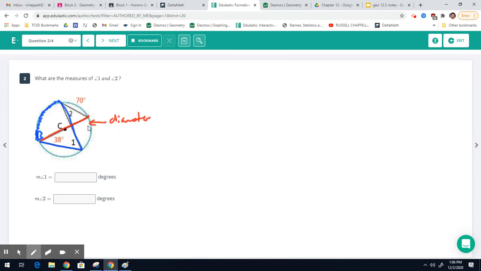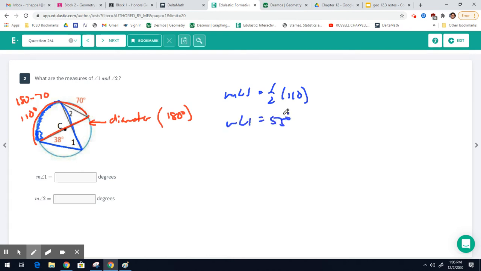In your problems, it's very important to identify diameters because you then create 180-degree arcs, because you create semicircles. So this arc here is a total of 180. If this part is 70, we can use a form of arc addition and subtract 70 from 180. 180 minus 70 gives you 110, and now we have the intercepted arc for angle 1. Angle 1's intercepted arc is 110, so the measure of angle 1 is half of 110, which is 55 degrees.